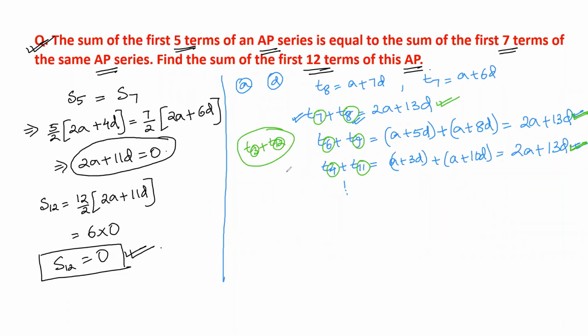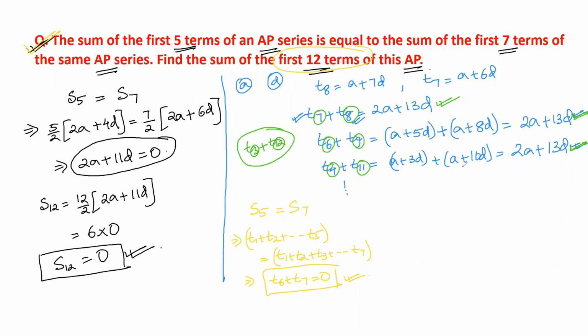Now let us apply this approach in solving this sum. So here we have been given that the sum of the first 5 terms is equal to the sum of the first 7 terms. So the sum of the first 5 terms can be written as t1 plus t2 plus t3 plus t4 till t5. And the sum of the first 7 terms can be written as t1 plus t2 plus t3 till t7. So from here we can say that the sum of the 6th term and the 7th term would be 0.